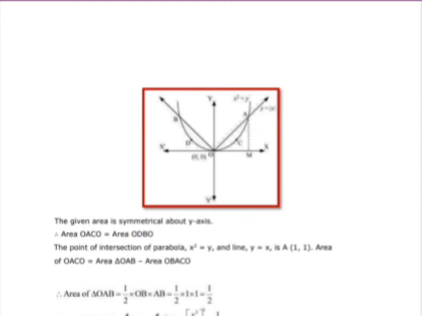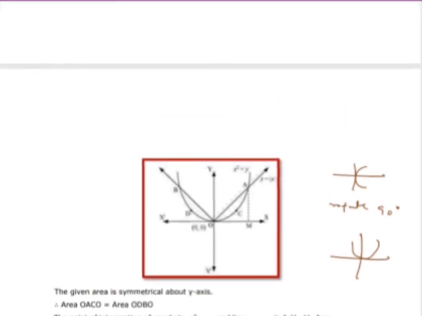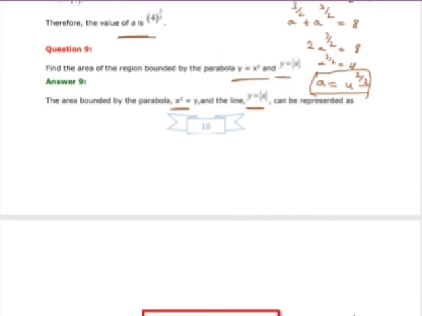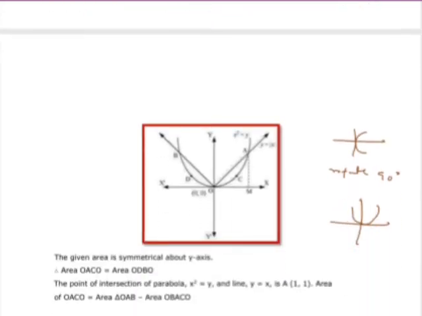See the graph we have drawn here. Again, x square equals y, the standard form of parabola, when it rotates 90 degrees, it becomes like this. So we have the line, it is y equals what? It is y equals mod x, so we are taking modulus, positive and negative also. So x square equals y it is.